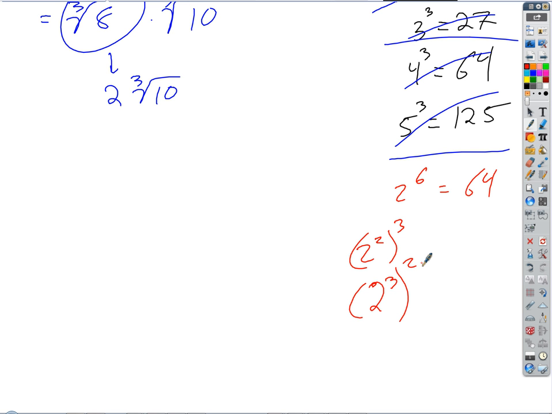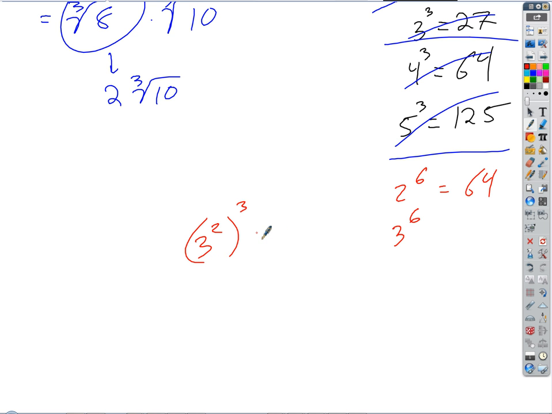Okay, so if we continue with that list, it gets ugly pretty fast, right? 3 to the sixth is going to be a lot of multiplying. How could I do Maisie's trick on this? I could make that 3 squared cubed. So that's just 9 cubed. What's 9 cubed? Quick. 9 cubed. 729. It's on our list.